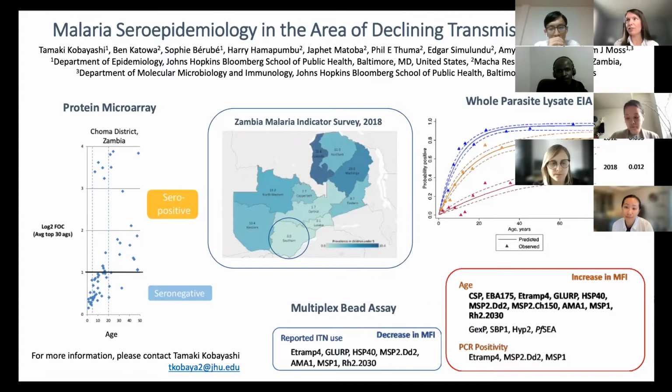I just had a quick question, knowing that I know this area fairly well. Because we've seen this decline in seroprevalence for malaria antigens, are we seeing an increase in severe malaria amongst the youngest ages in this area?